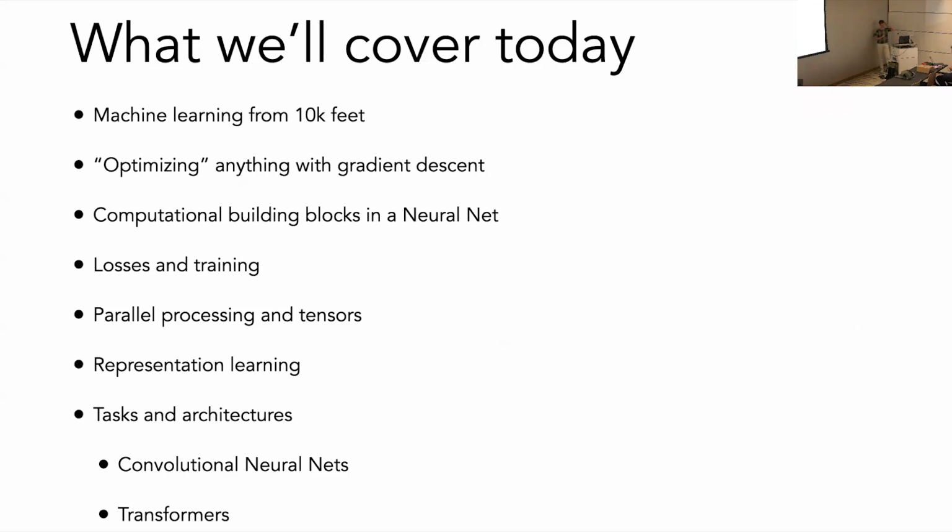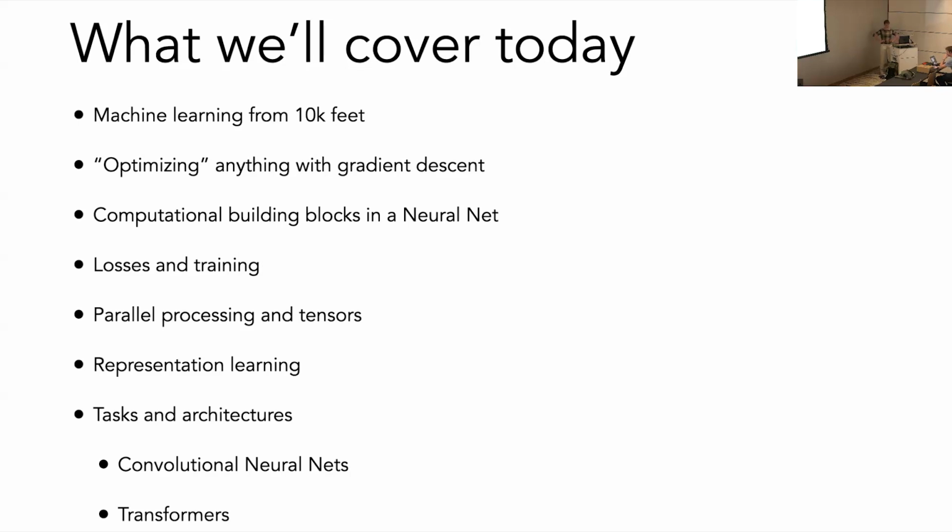So what I'm hoping to cover today is a 10,000-foot view of machine learning. What are the components? How did we get to where we are today? I'm going to talk very briefly about how we learn, this concept of how we actually optimize these models. I'm going to go into some detail on some of the lower level computational building blocks that you stack all together to turn into a large neural network. I'll talk a little bit about losses and training.